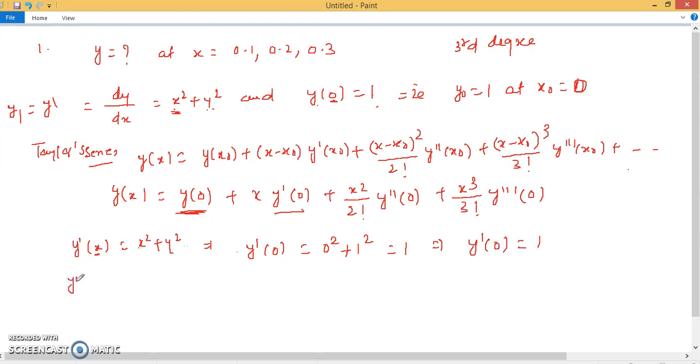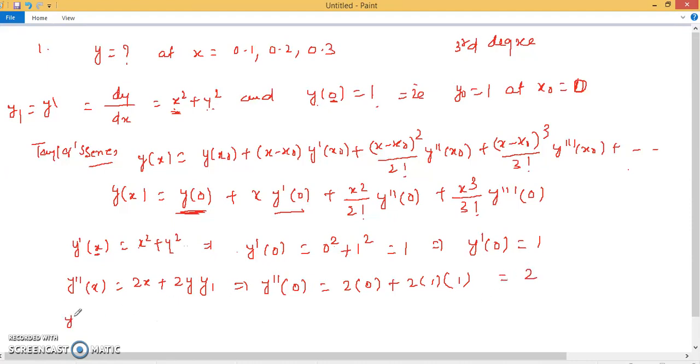Similarly, when I am finding y double dash of x, first you have to differentiate. Differentiating x square gives 2x, plus the differentiation of y square, which is 2y into y1. Now you have to substitute the value for y double dash of 0. So the x value is 0, 2 into 0 plus 2 as it is, and y means y0, whose value is 1, into y1. The y1 value is 1 at 0. So you will get the value 2 here.